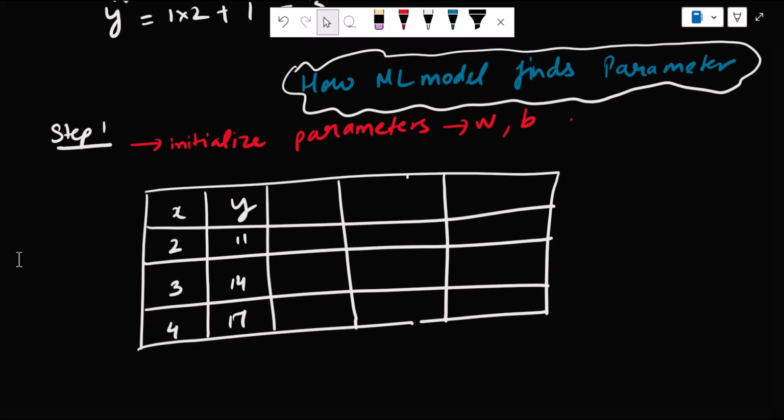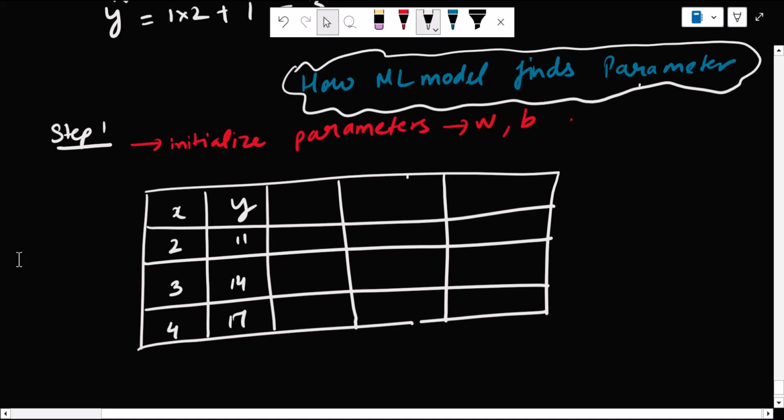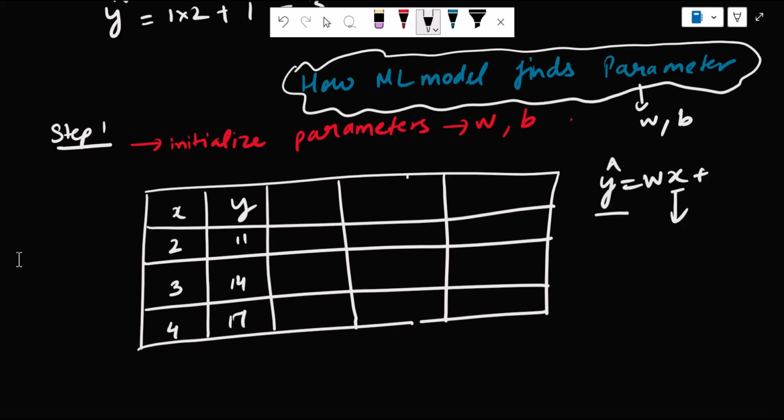So let's see the primary steps of how an ML model, and in this case linear regression, finds parameters. Parameters are w and b. And why are they called parameters? Because they decide the essential characteristics between the independent variable and its predicted value, which is y hat.